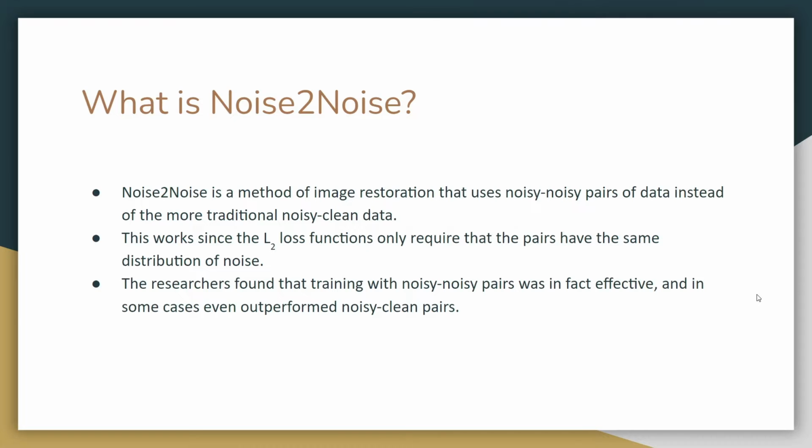So first, what is noise-to-noise? Noise-to-noise is a method of image restoration that uses noisy pairs of data instead of the traditional noisy-clean pairs of data. This works since the L2 loss function that is used in the model only requires that the pairs have the same distribution of noise instead of having a perfect data set. And the original researchers found that training with noisy pairs was in fact quite effective and in some cases even outperformed noisy-clean pairs of data.